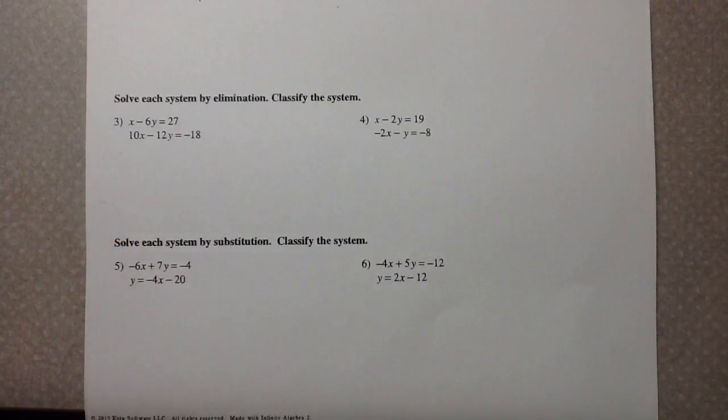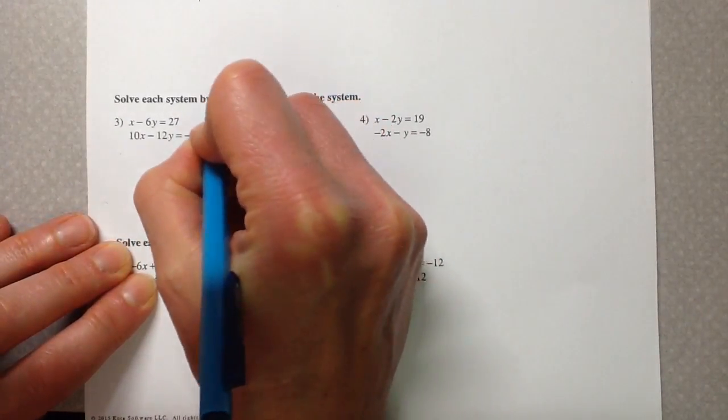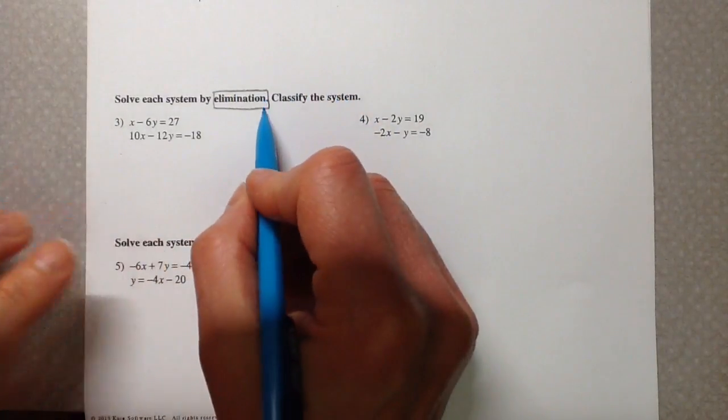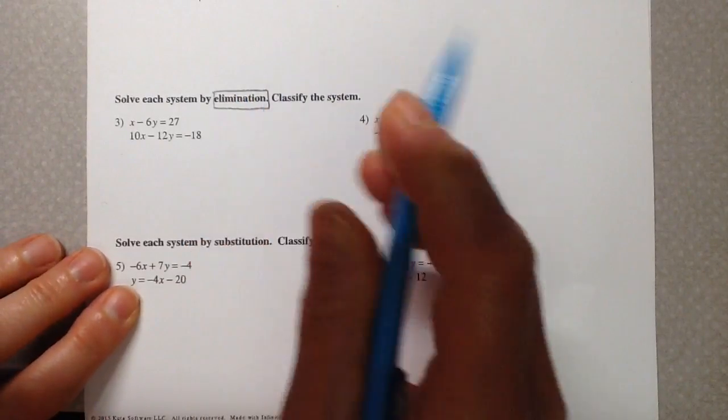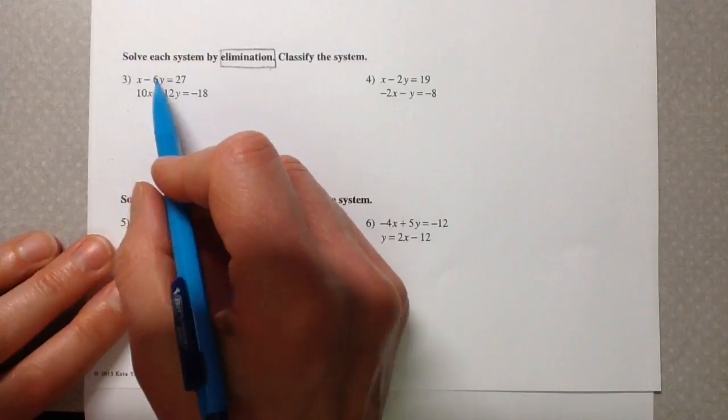Okay, solving the system by elimination. Now make sure you use the correct technique, because if you use substitution when I ask you to use elimination, I'm going to assume that you don't know how to do elimination. Elimination means exactly what it says. We want to get rid of one of the variables. In order to do that, their coefficients have to be opposite.